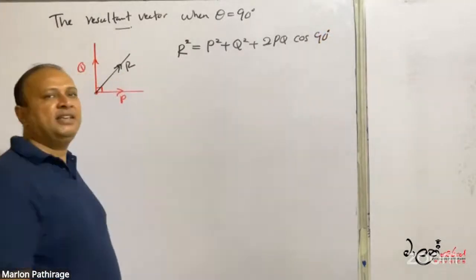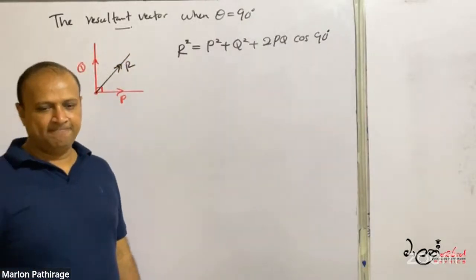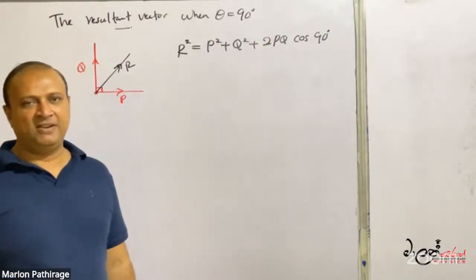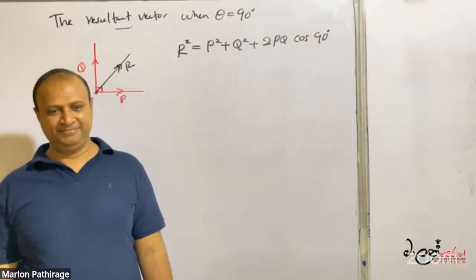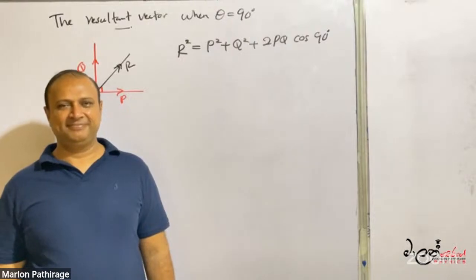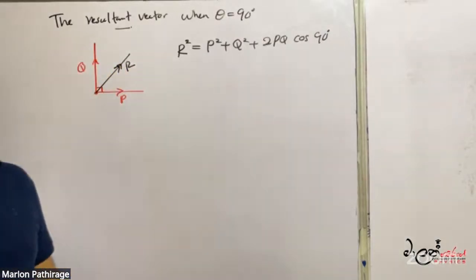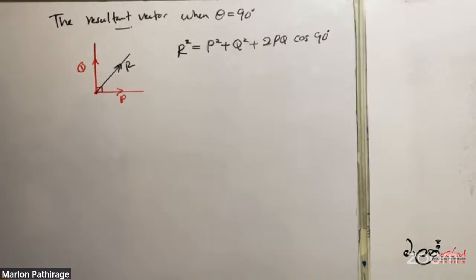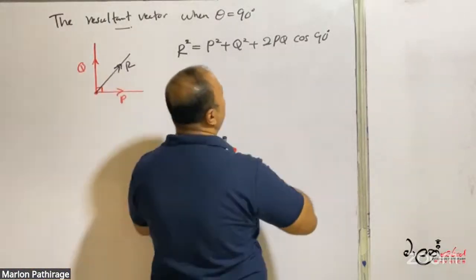So what is the value of cos 90? Tell me, what is the value of cos 90? Cos 90, what is the value? Yoshita, Chris, what is the value? Here, it is 0. Yes, that is 0. Yes, very good. This part is 0.